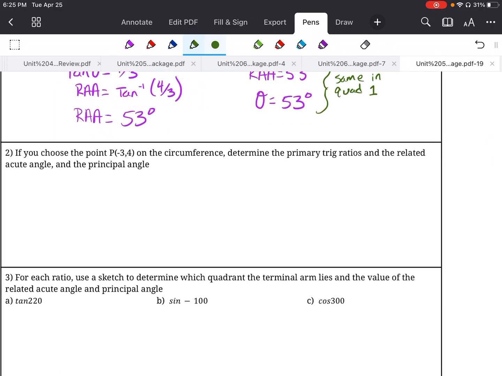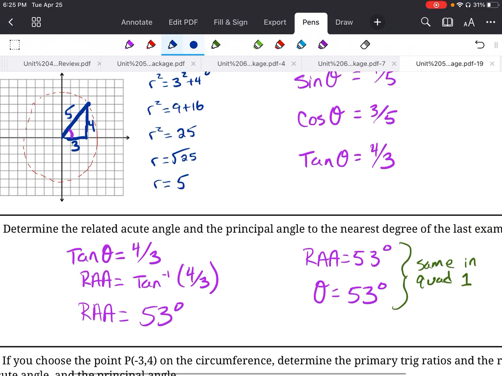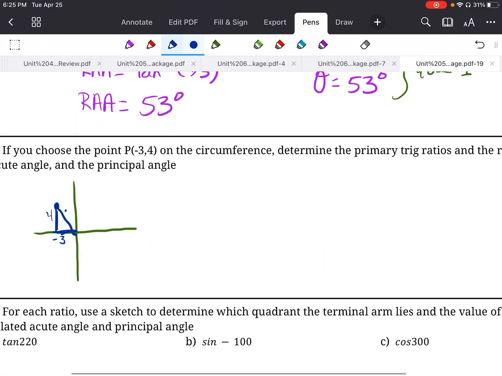If you chose the point negative 3, 4, okay, so redraw my Cartesian plane. Now we have point negative 3, 4, so over 3 to the left, up 4. Because it's 3 and 4, we don't have to do the Pythagorean theorem again. We know that it's 5. We just did it.